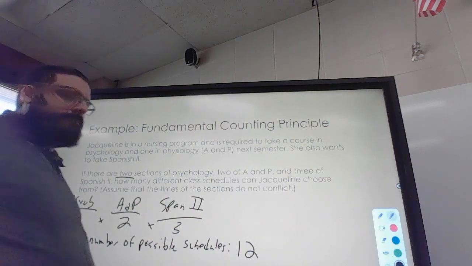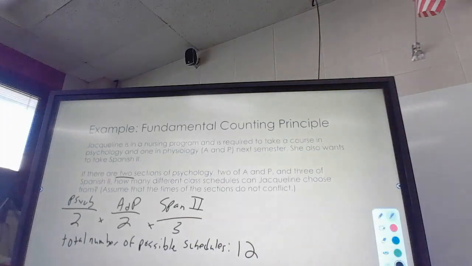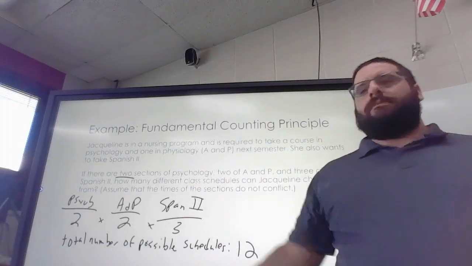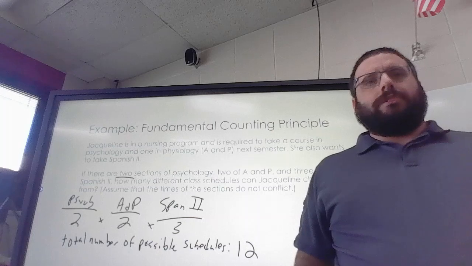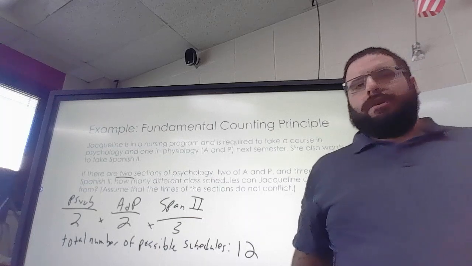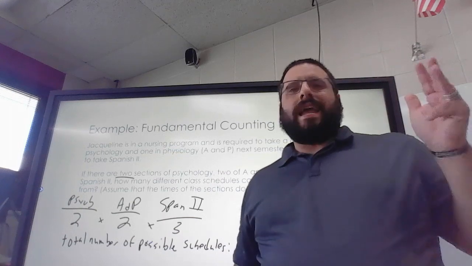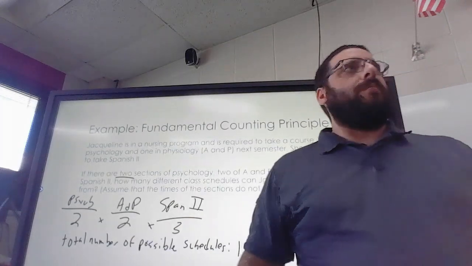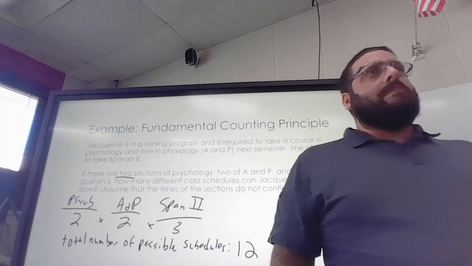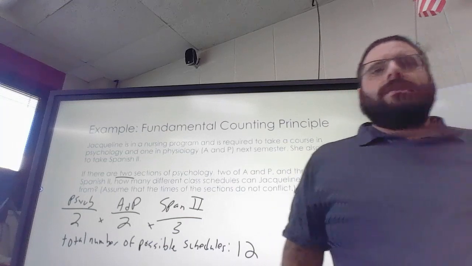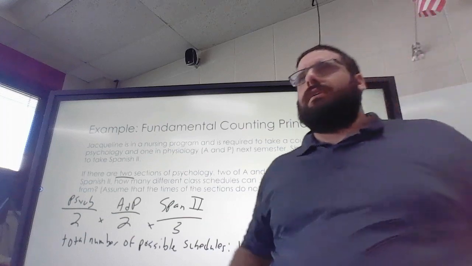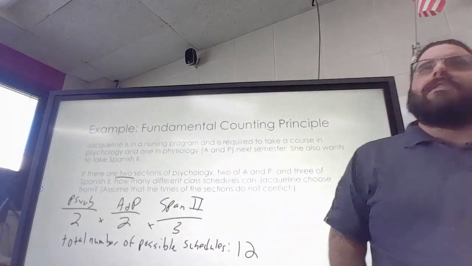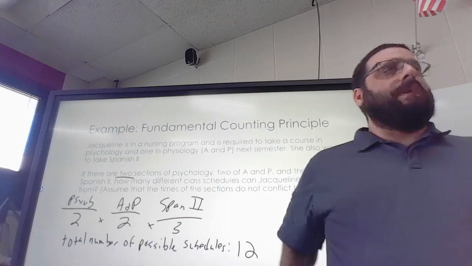If you have ever looked at a menu for a restaurant, that's another good example. If you are trying to plan out what type of meal you're going to have at a restaurant, you choose a drink, an appetizer, an entree, and a dessert. If you want to find out how many total possible meals you can have, you just multiply the number of drinks times the number of appetizers times the number of entrees times the number of desserts, and that gives you the total number of possible meals that you have to choose from.